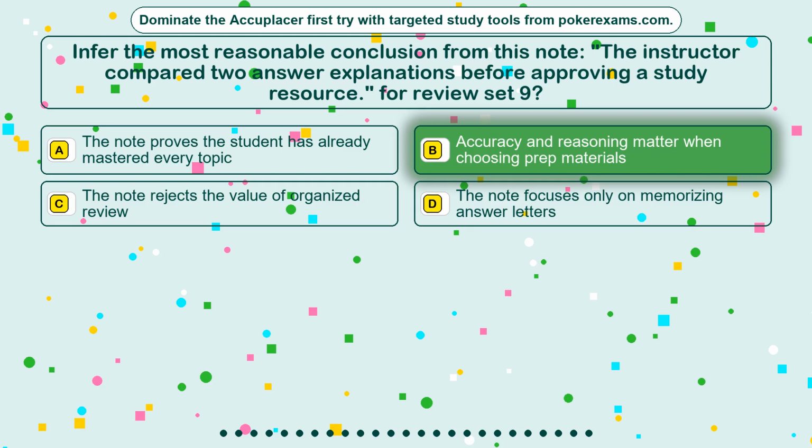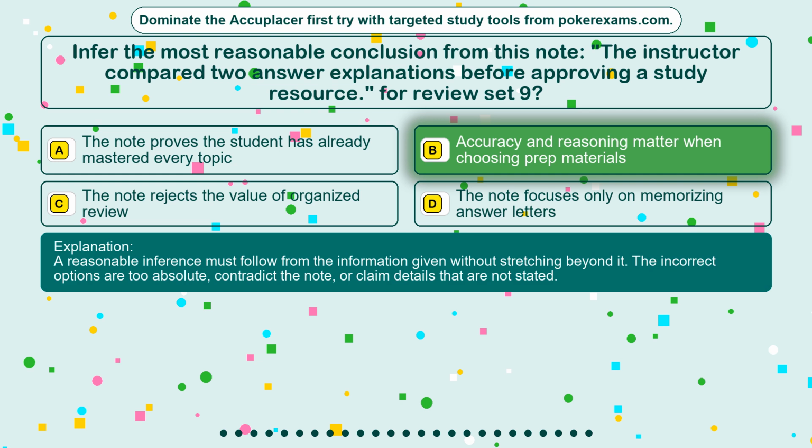The correct answer is option B. Accuracy and reasoning matter when choosing prep materials. A reasonable inference must follow from the information given without stretching beyond it. The incorrect options are too absolute, contradict the note, or claim details that are not stated.